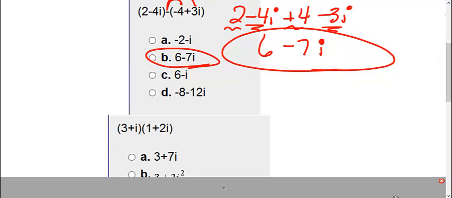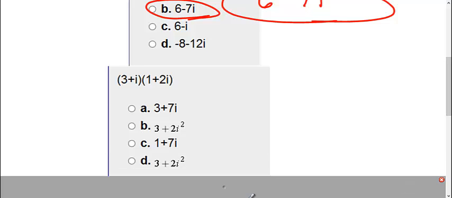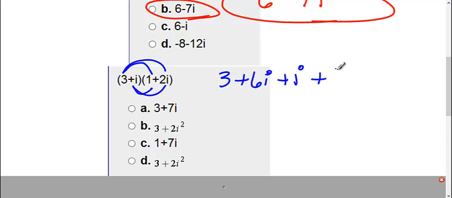Okay, number 3, we're multiplying. So we need to FOIL here. 3 times 1 is 3. 3 times 2i is 6i. i times 1 is i. And i times 2i is 2i squared.